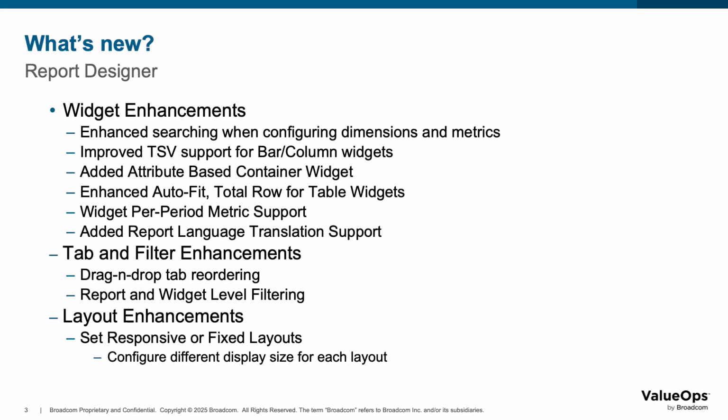We also improved the TSV support for bar and column widgets, added an attribute-based container widget. And what that does is that the attributes you configure in this container widget, it controls and groups and filters the other widgets within that tab. We've also added an auto-fit total row for the table widget and also per period metric support for all the widgets in the designer. We've also added report language translation support for strings for all widgets.